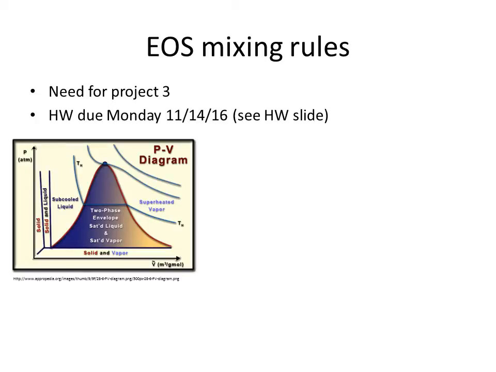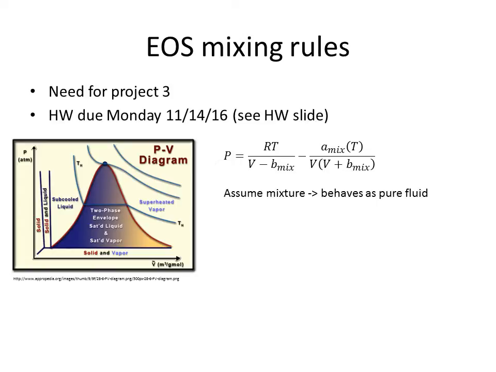Okay, so you've seen this PV diagram. It's for a pure component. You should be familiar with this by now. And we've used this equation of state, this one's SRK, but we want to apply it to mixtures. So what do we need to do? Well, we're going to assume the mixture behaves just like a pure fluid. It's called van der Waals one-fluid theory. So we have the same equation of state that's going to describe the behavior of our mixture that we had for the pure components.